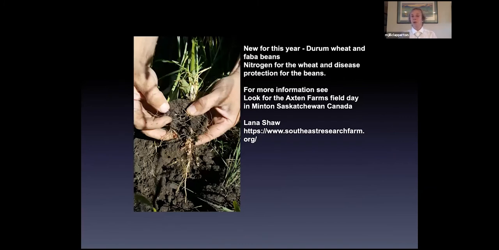This is one of our newest ones. This is durum wheat with faba beans. This was amazing. We had no problems on the wheat whatsoever. Usually we do. And we had no problem on the faba beans. Didn't expect to harvest them together. Really, the faba beans were just there to support the wheat. But it really worked. And I put this website down here, Lana Shaw in the Southeastern Saskatchewan Research Farm. They've been doing a lot of really good work on intercropping, how to do it, what plants go together in more of a wheat system, a small grain system.